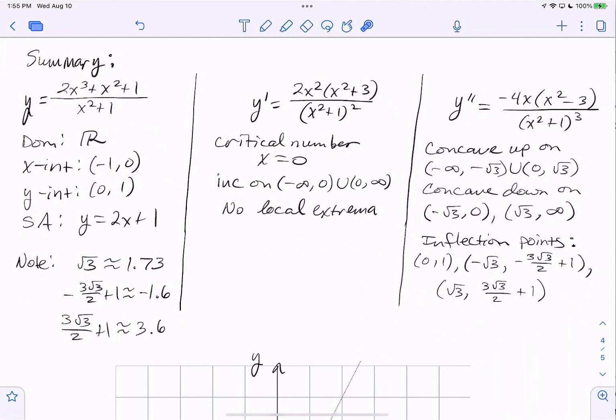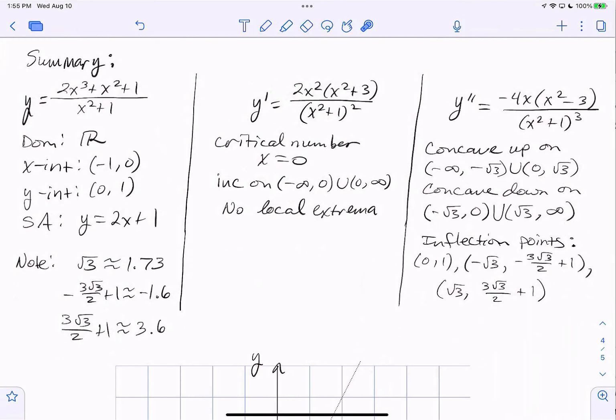For y double prime, concave up on the interval from negative infinity to negative square root of 3, and then also from 0 to the square root of 3, concave down on the interval from negative square root of 3 to 0, and from square root of 3 to infinity. Make that a little union there.